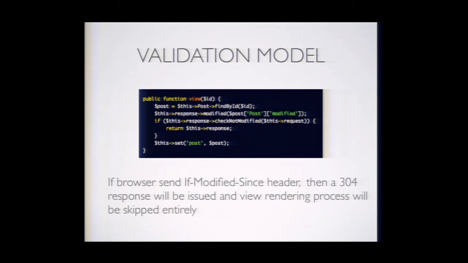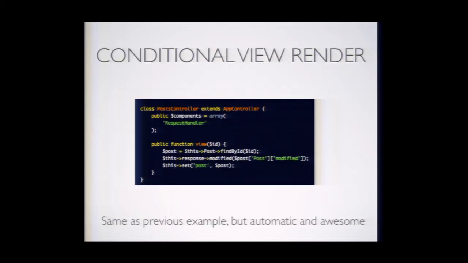Of course, that is not what we wanted in CakePHP. That's way too much work, so we made it automatic. You include request handler, and you just set the modified time of the response, and that will be done for you. If the response was not modified based on the incoming request, the request handler will abort the view rendering process and respond to the client with a 304 not modified header. So this is basically the same as the previous example, just more awesome and more automatic.